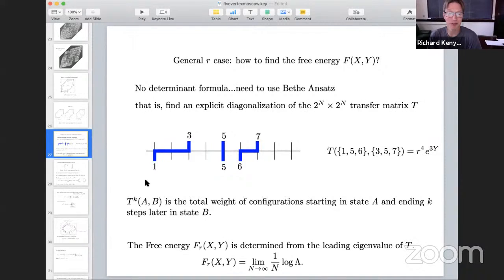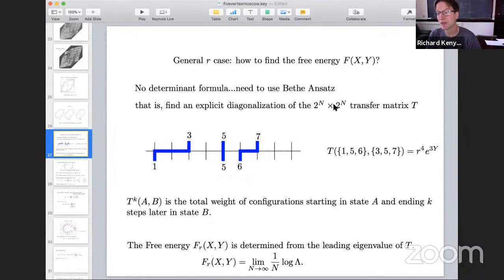What is the transfer matrix? It's a matrix which is indexed by configurations on a given row of the cylinder. On each row you have a certain set of paths coming up and leaving from above. And the matrix tells you the weight of all possible ways to complete the configuration on a given row. Like, I'm starting in configuration 156 and I'm leaving in configuration 357. What's the matrix element? Well, I'm going to get four copies of R because there are four corners, and then there are one, two, three horizontal edges. So I'm going to get three copies of Y, e to the 3Y. So that's the weight. So you make this big matrix, which is 2^n by 2^n.